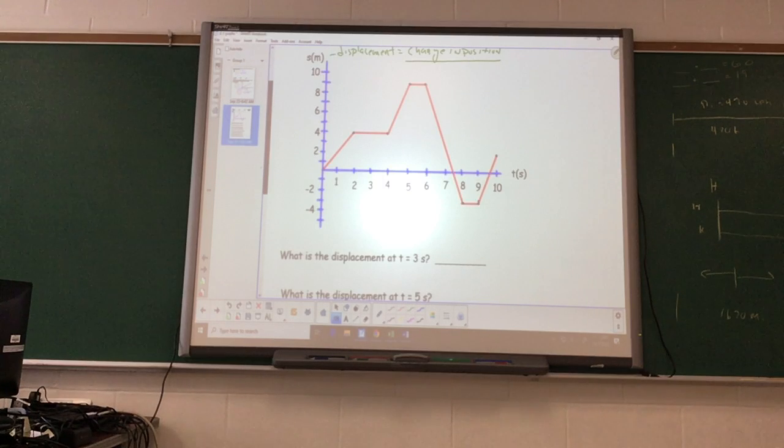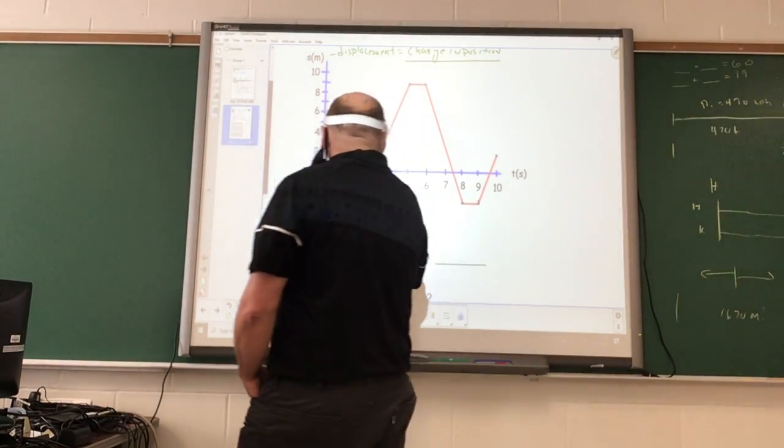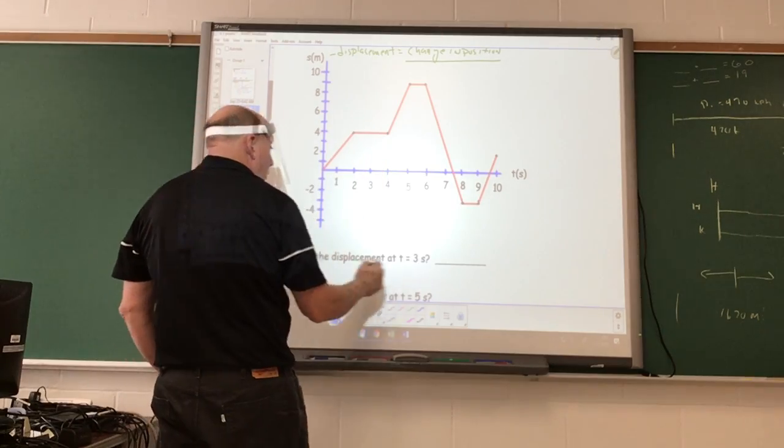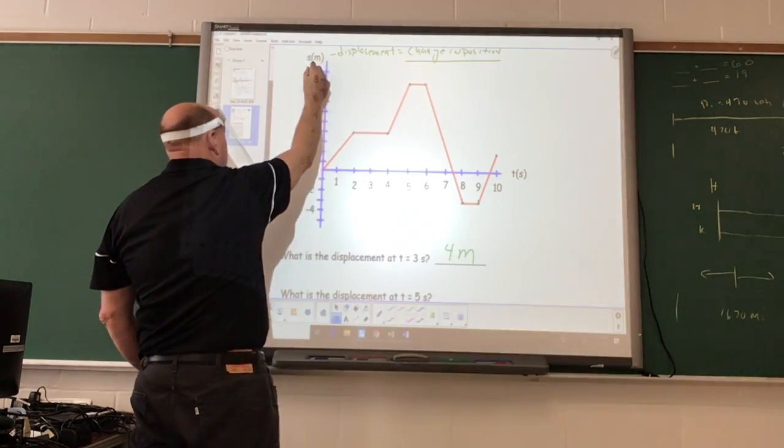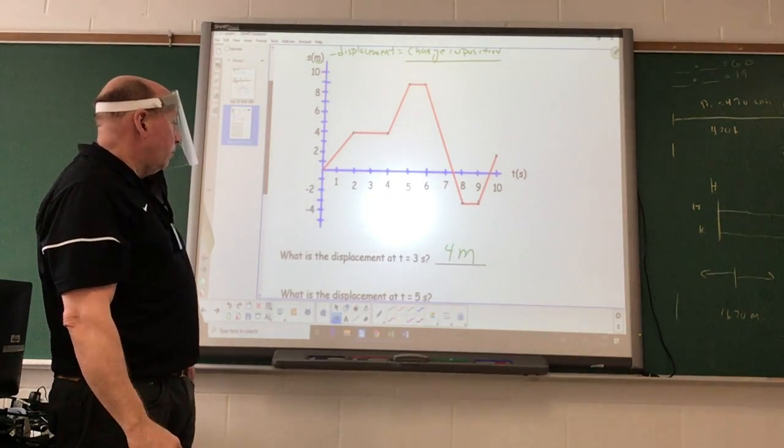If we take a look at 3 seconds, what is our displacement after 3 seconds? Well, our displacement, once again, is our vertical axis. So what we can do is look along that horizontal axis, find 3 seconds, and figure out what our displacement is at 3 seconds. Ashton, what's our displacement after 3 seconds? 4 meters. Because this right here tells us our dimensions, so it's 4 meters.